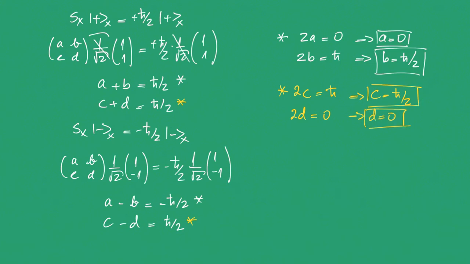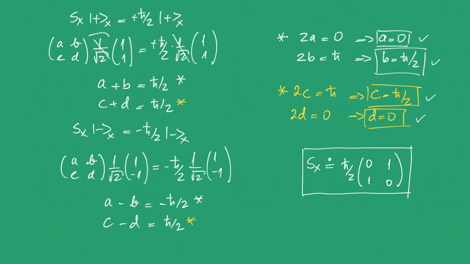Finally, with our A, B, C, and D determined, we're able to write the matrix representation for the operator Sx, which is h bar over 2, 0, 1, 1, 0. In summary, this is the matrix representation for the operator Sx in the Sz basis. The same can be done for Sy, and I write the calculation on the next page.